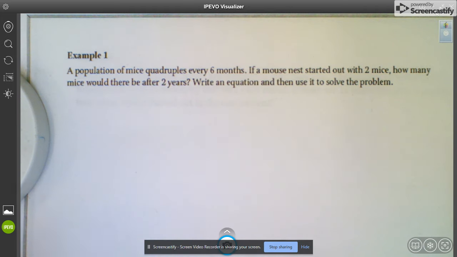All right, guys, for this lesson, we're going to try a slightly different way of sharing the information with you. So we're going to work on example 1 here.